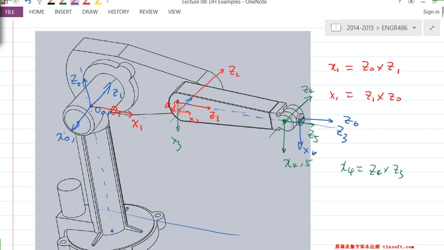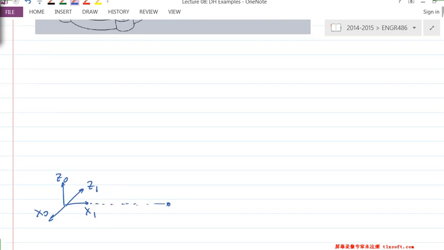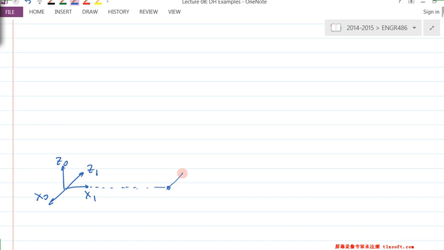Now look at this, right? Here's your body. This is your Z0 axis, right? And here is the Z1 axis. So from here up to this location, there's a little offset, isn't there, right? And that's basically this offset here, okay? So that's Z2, right?